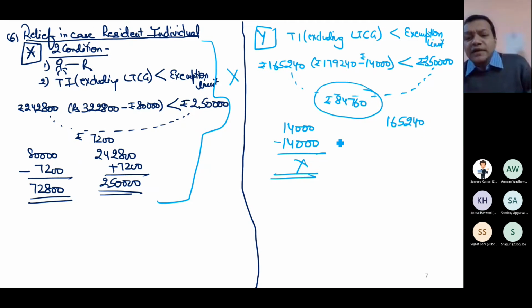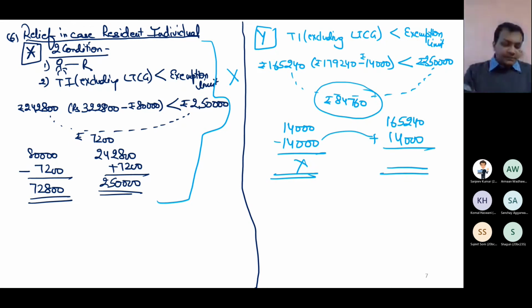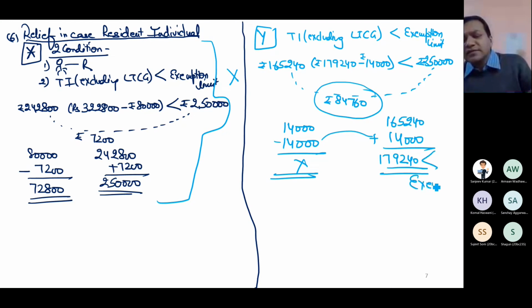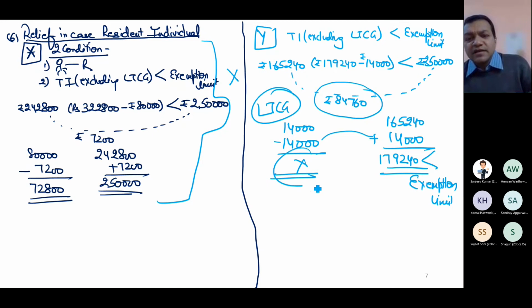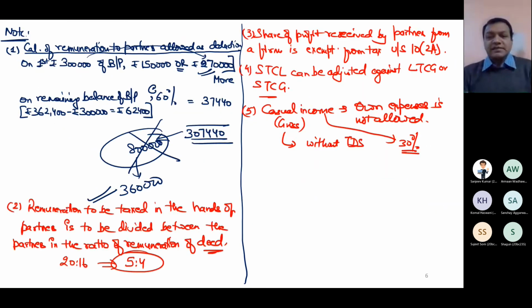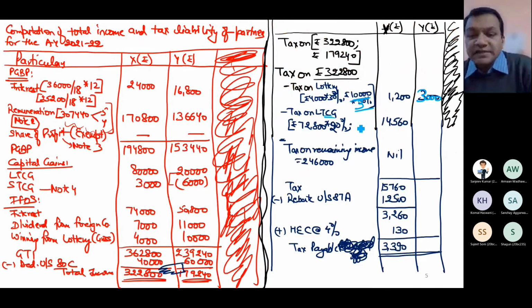165,240. In this I can add this 14,000. It becomes 179,240, and it is still less than the exemption limit. So technically there is no tax on this amount. But my LTCG now it has become nil. So with this I can say that there is no LTCG now, and whatever is LTCG is given as relief. So I will write nil.